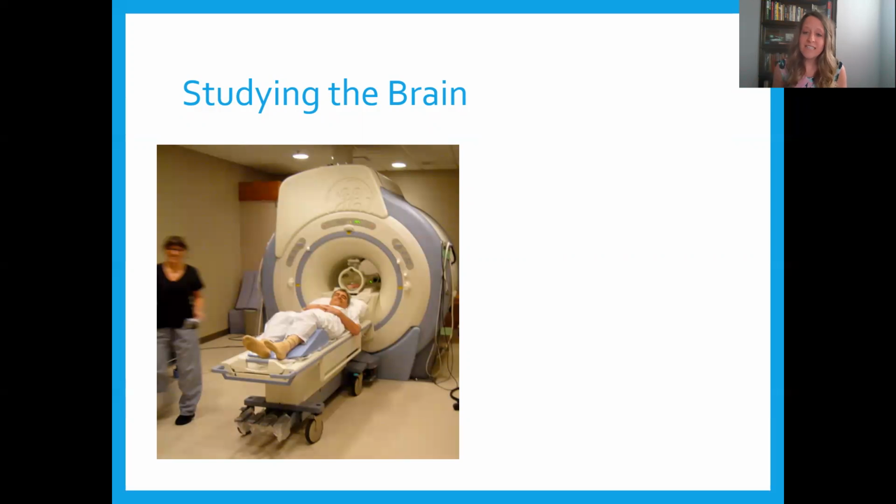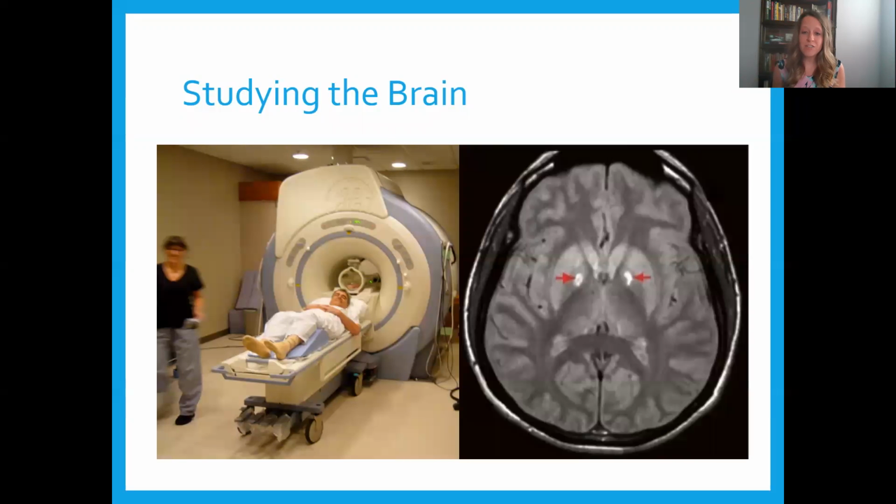MRI provides detailed images of brain structure. This allows us to compare structural differences of changes within an individual over time or across individuals. In the next chapter, we'll discuss research that has demonstrated increased hippocampal volume in London taxi drivers.